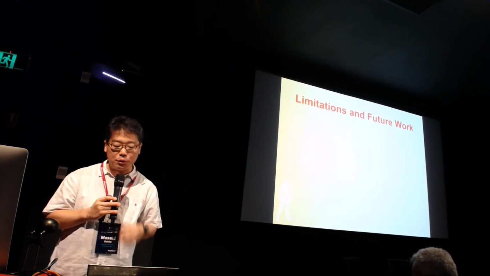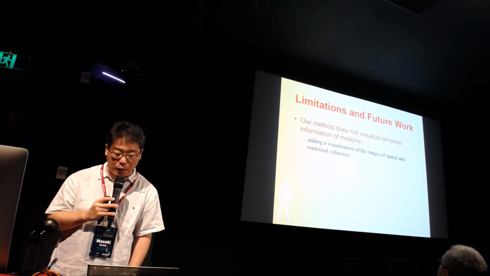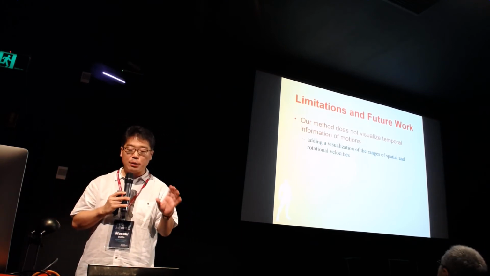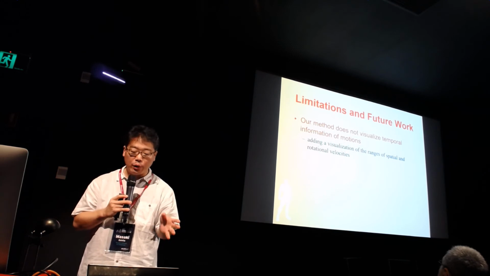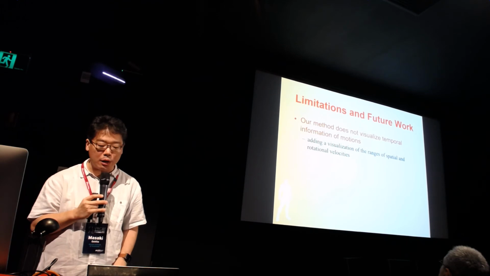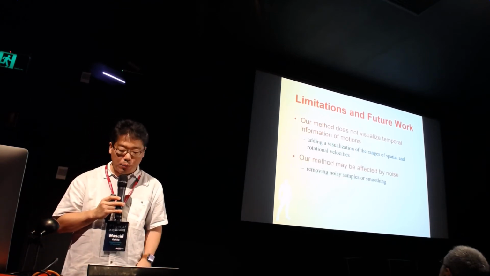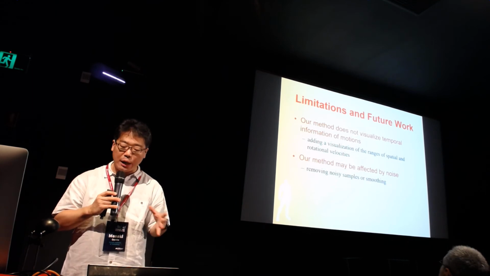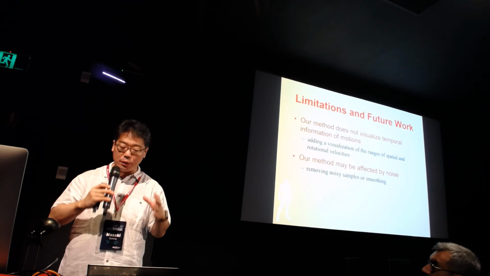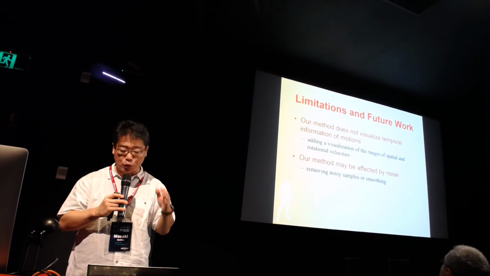Okay, there are some limitations and future works. As I mentioned earlier, our method does not visualize temporal information of motion. The ranges of spatial and rotational velocities are difficult to depict in a way that people can easily grasp. So adding a visualization of temporal information is a future work. And because our method generates a shape that contains all examples, it may be affected by noise. That is, some motions that are deviated from the motion manifold.